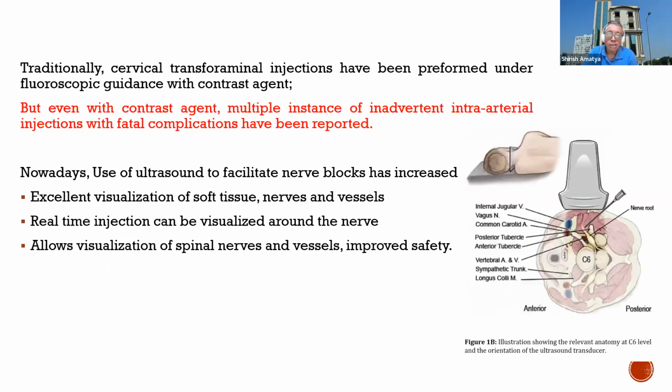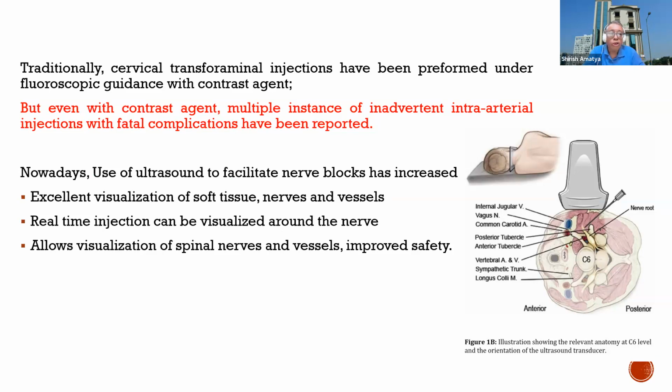As I've told, traditionally cervical transforaminal injection was also used in the past, but nowadays, because of lots of adverse effects, these traditional cervical transforaminal injections are not used. There have been reported adverse effects even with the use of dye. Even with contrast agent in the neck region, there have been multiple incidents of intra-arterial injection with fatal complications. So nowadays we use either ultrasound or IV technique with ultrasound and fluoroscopy, and selective cervical nerve root block is possible with ultrasound.